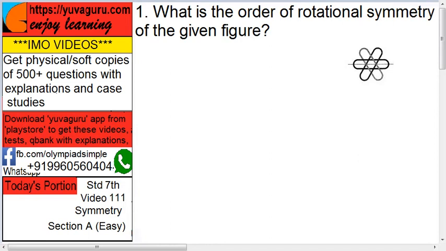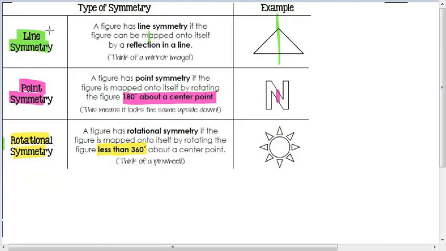What is rotational symmetry? Firstly, what are the types of symmetry? There are three types of symmetry. In fact, there are more than 8 to 10 types of symmetry, but for about 90% of uses, there are three. First is line symmetry, meaning if you fold it along this line, it will exactly match.